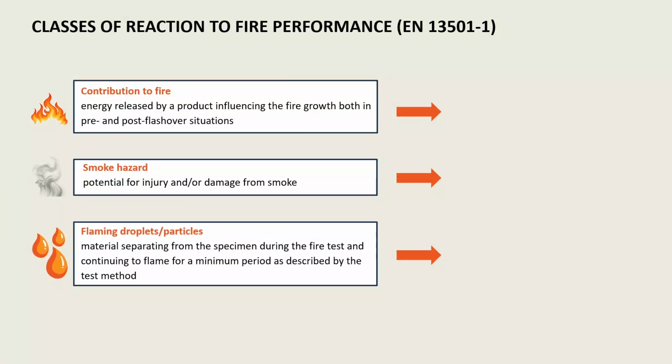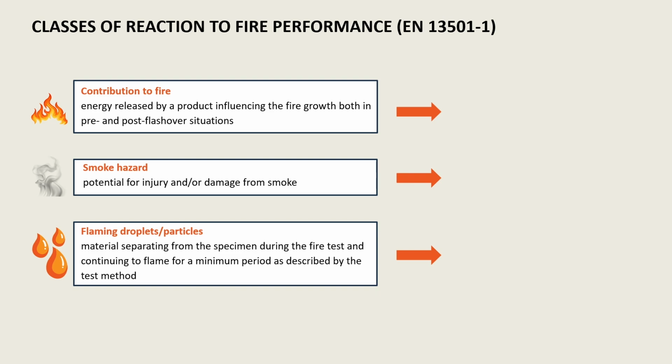The reaction to fire classification system is a standardized method to evaluate and categorize the behavior of building materials, such as sandwich panels, when exposed to fire. This system offers a uniform approach for assessing how these materials contribute to fire growth and spread, and ultimately to building safety. The primary standard for this classification is EN 13501-1, covering factors such as ignitability, flame spread, heat release, smoke production, and burning droplets or particles.